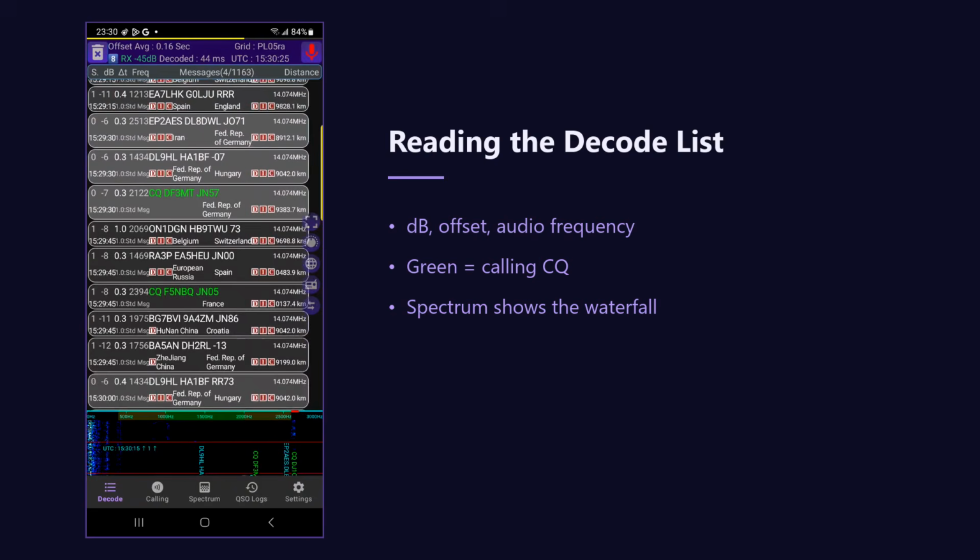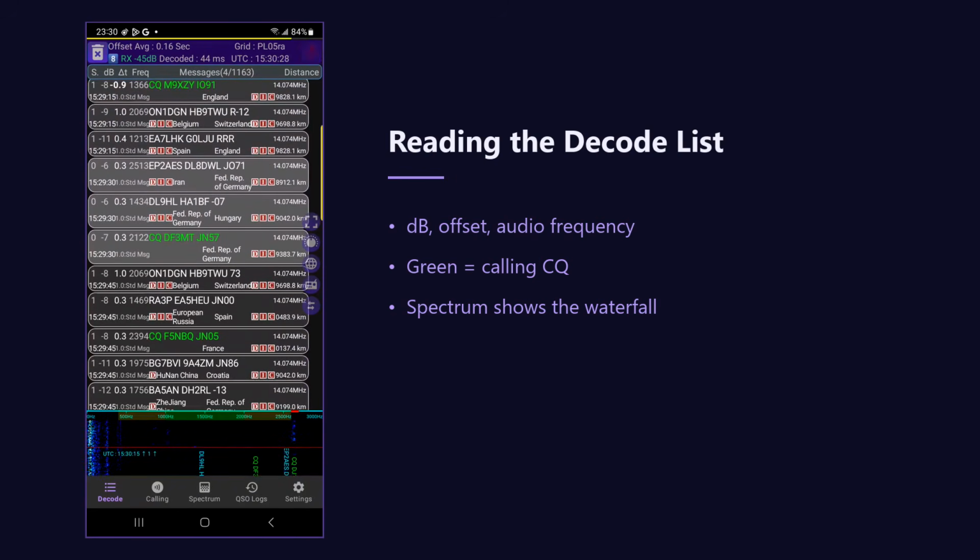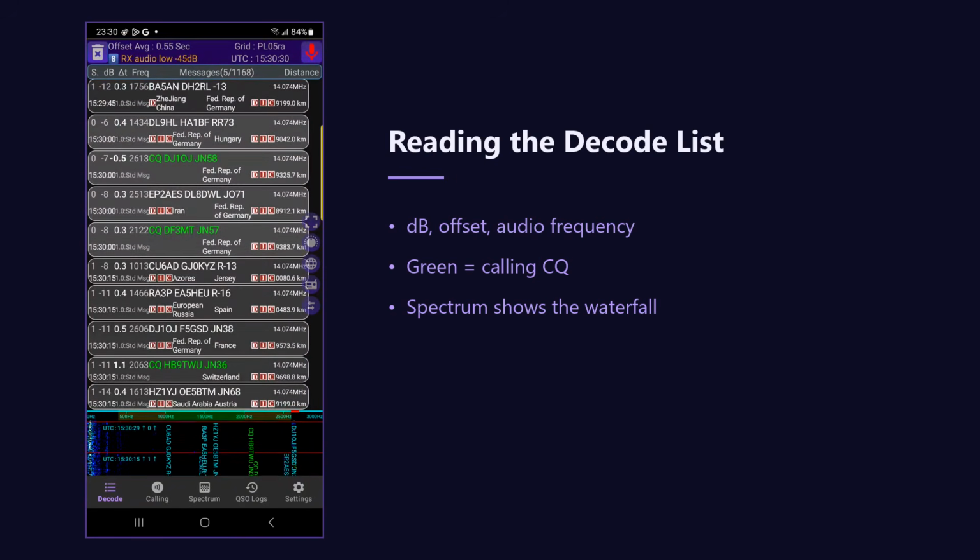The Spectrum tab shows the waterfall. Every vertical trace is a station. You can also turn on denoise here to knock down background noise.